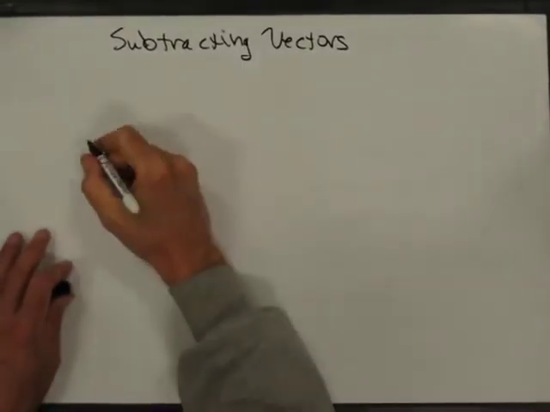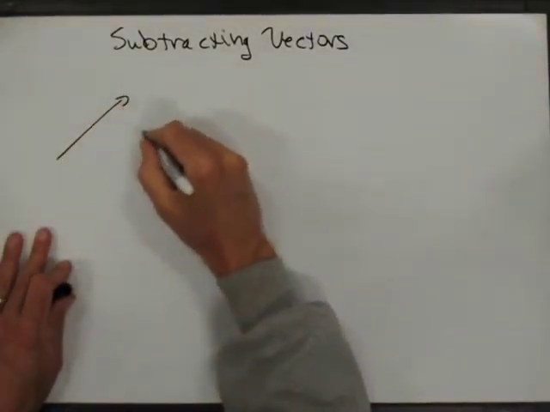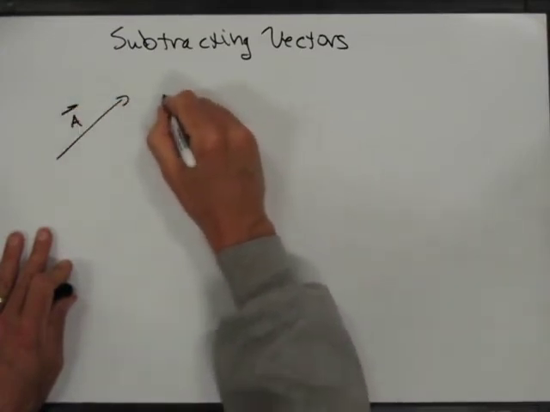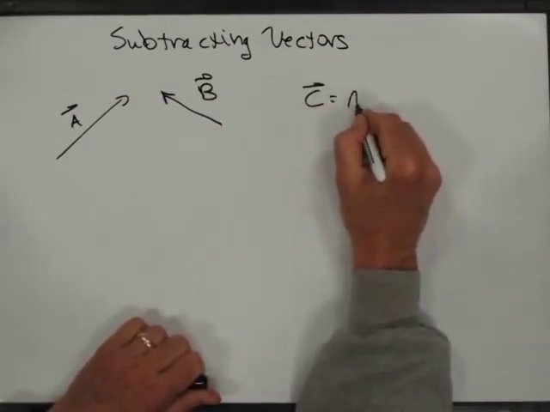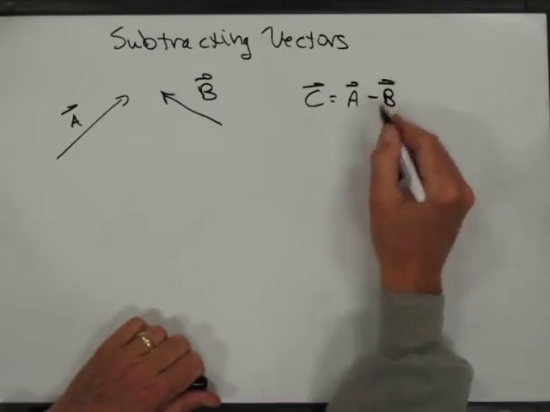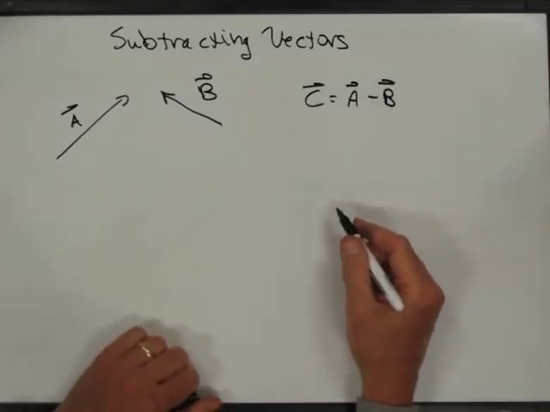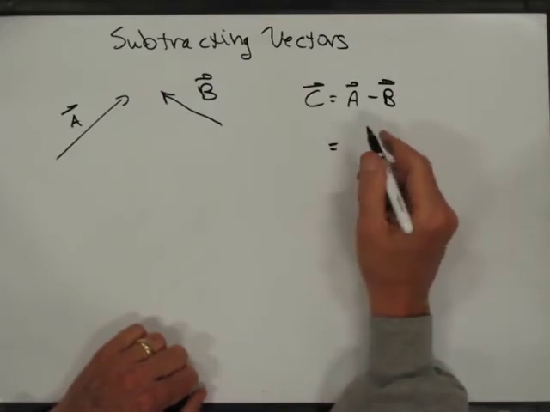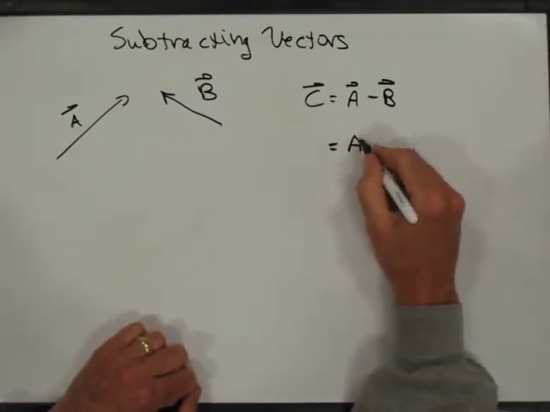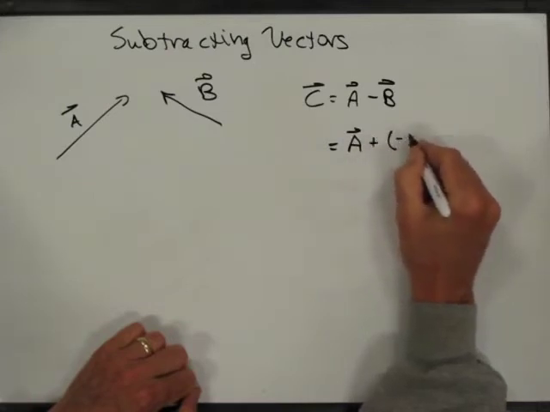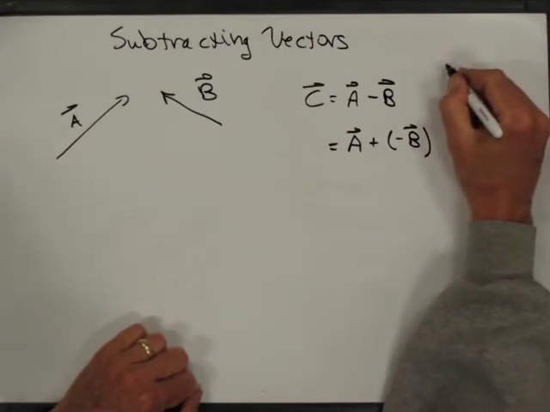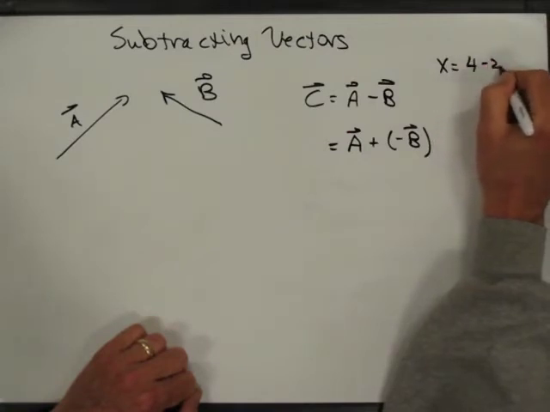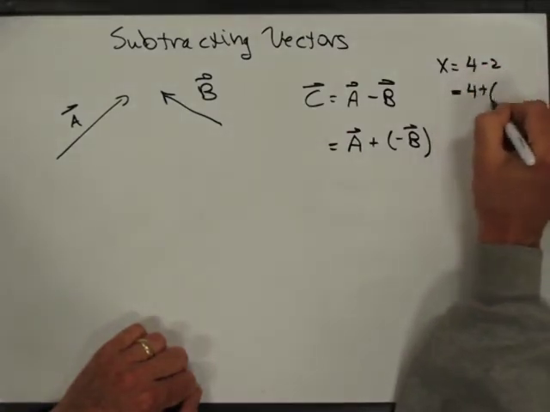So now we're going to talk a little about subtracting vectors. I'm going to try to use the same vectors I used a minute ago. There's B. And suppose I wanted to say C equals A minus B. If you remember back when we talked about numbers, years ago, subtracting is the same thing as adding the negative. If I wanted to say x is equal to 4 minus 2, I could say it's equal to 4 plus negative 2.